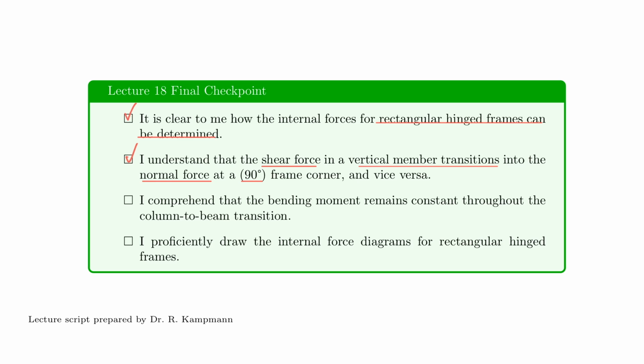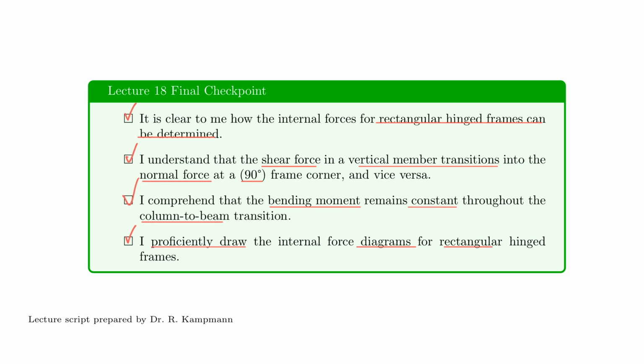The bending moment, of course, remains constant at the corner because opposite to the shear force and the normal force, the bending moment actually rotates about a point, and it doesn't matter if the point is on the vertical member or on the horizontal member, as long as they're very close to the corner. And if I put all of that together, I can also efficiently draw my diagrams for rectangular hinged frames.